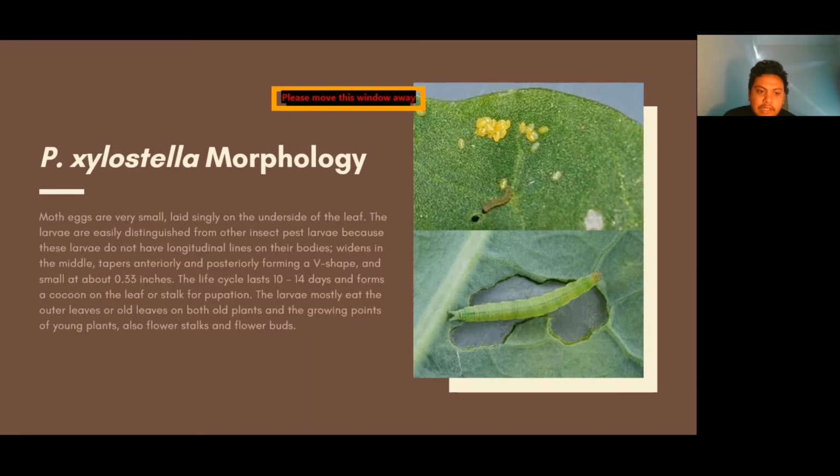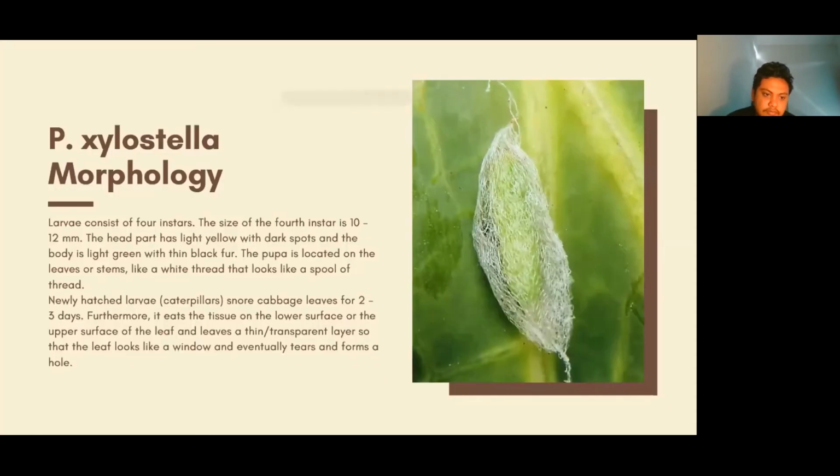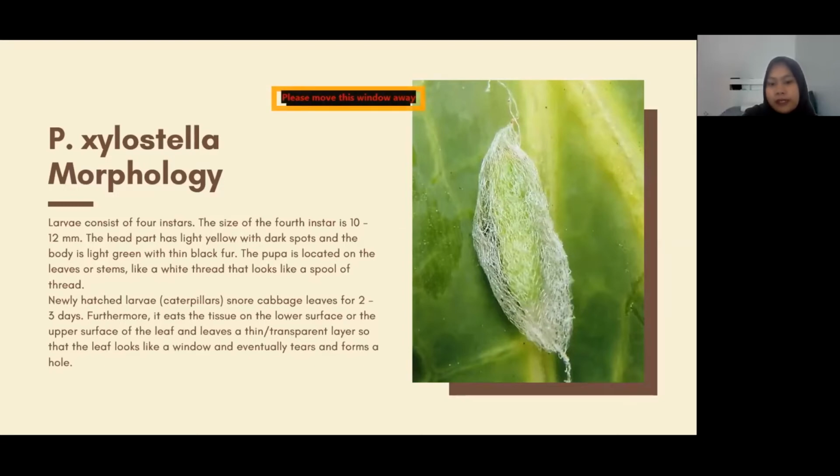The larvae mostly eat the outer leaves on both old plants and the growing points of young plants, also flower stalks and flower buds. The larvae consist of 4 instars. The size of the fourth instar is 10 to 12 millimeters. The head is light yellow with dark spots, and the body is light green with thin black hairs. The pupa is located on the leaves or stems, like a white thread that looks like a spool of thread.